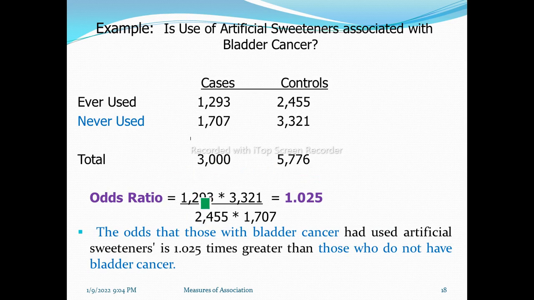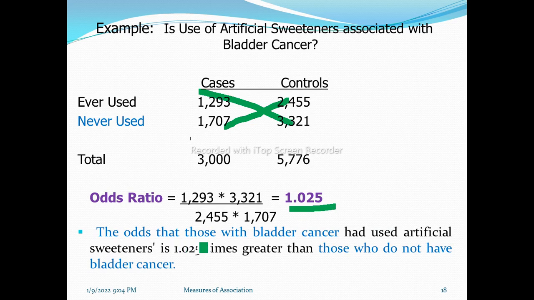So 1293 times 3,321 over 2,455 times 1,707. So this is just like this and just like this. So the odds ratio is now 1.03. 1.03 is the odds ratio.